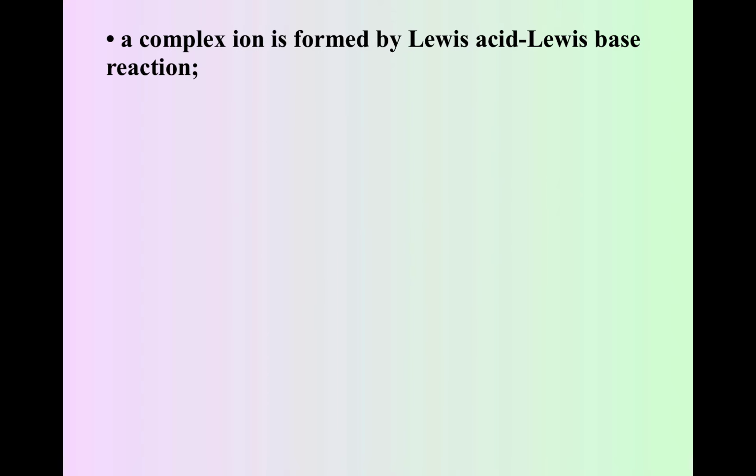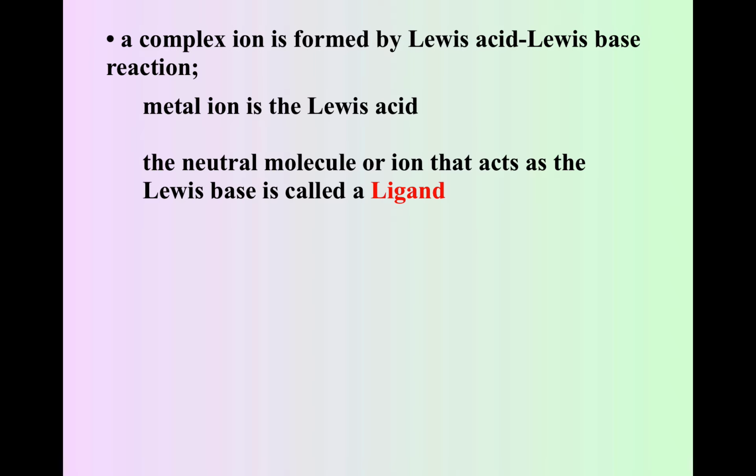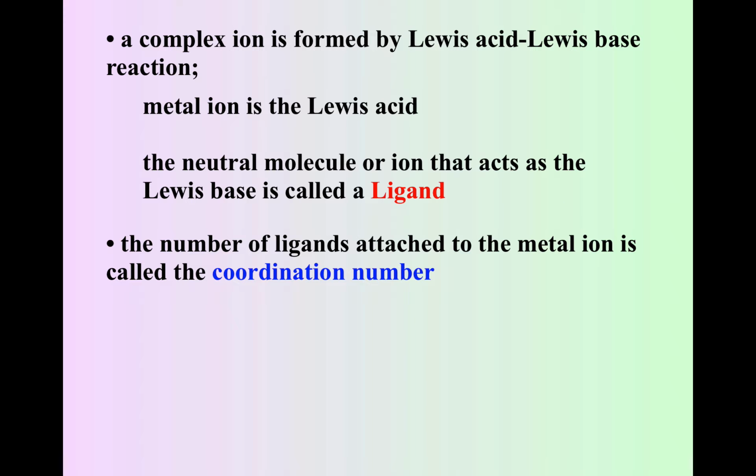So a complex ion is formed by a Lewis acid-base reaction. The metal ion is the Lewis acid. The neutral molecule or anion acts as a Lewis base, called a ligand, right? So when you have these Lewis bases attaching to the Lewis acid, we talk about how many ligands are attached to the Lewis acid. And we talk about a coordination number, representing how many ligands are attached to the cation.